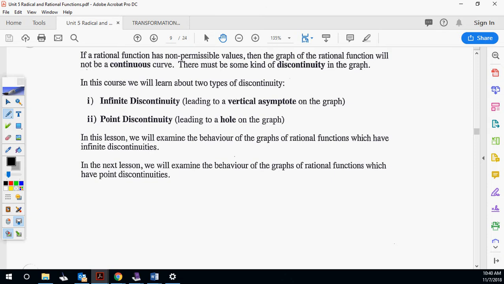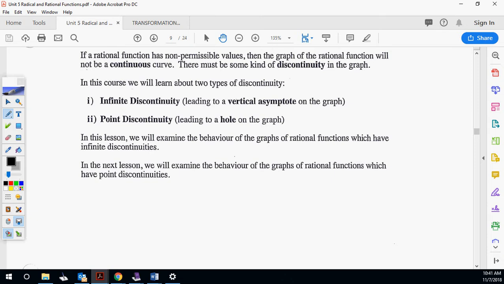Okay, so these are the types of discontinuity. Infinite, which is what I told you is the asymptote you just can't touch. Okay? Point of discontinuity is like there's a hole in the graph. That's where there's just something that was canceled, okay, but it's just a hole of just that specific spot. Okay? We're going to examine the behavior of the graphs of rational functions that have infinite discontinuity. Okay? And the next lesson we're going to do the ones that have the point. Okay? So today we're focusing on the just straight up vertical asymptote lines.